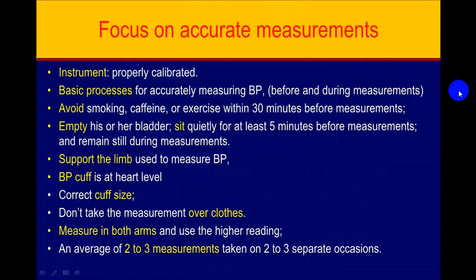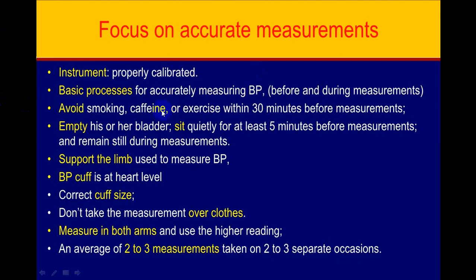Whenever you measure a blood pressure, you must take a precaution. The instrument should be properly calibrated. That should be of the best quality, and as far as possible, mercury is the best. If not available, you can use digital, but that should be a best and calibrated instrument.